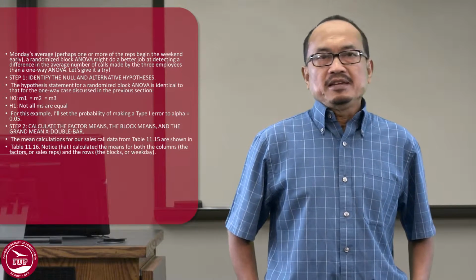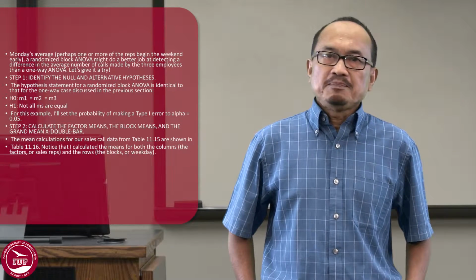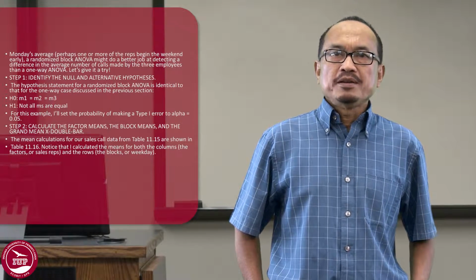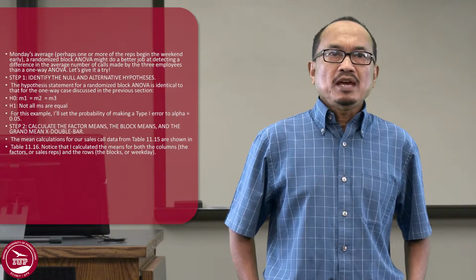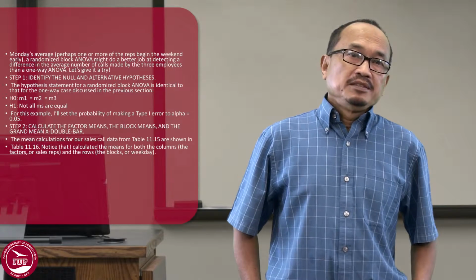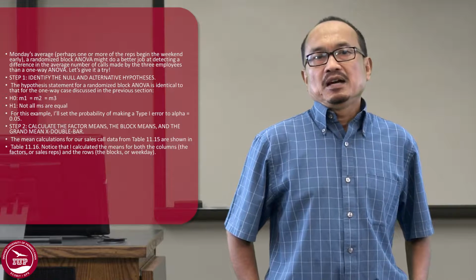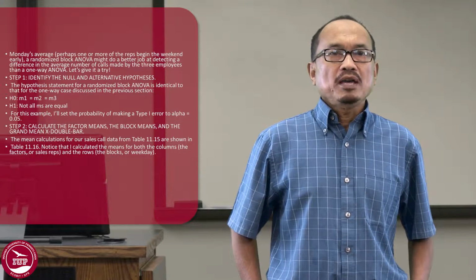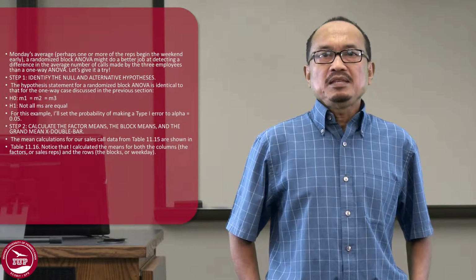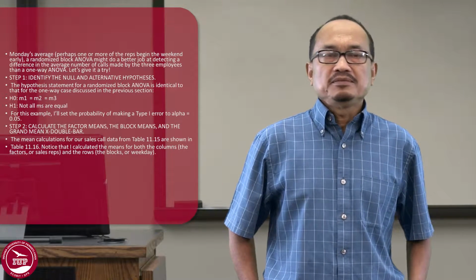Let's give it a try. Step 1. Identify the null and alternative hypotheses. The hypothesis statement for a randomized block ANOVA is identical to that for the one-way case discussed in the previous section. Null hypothesis, mu1 equal to mu2 equal to mu3. Alternative hypothesis, not all mu's are equal. For this example, I'll set the probability of making a type 1 error to alpha equal to 0.05.